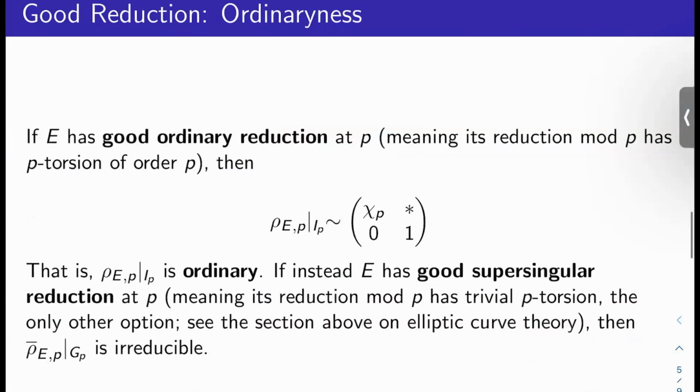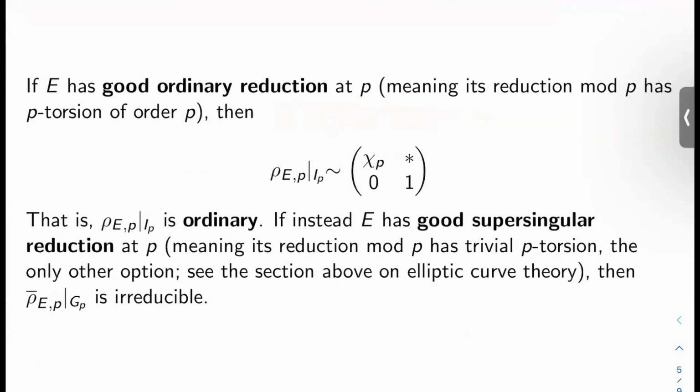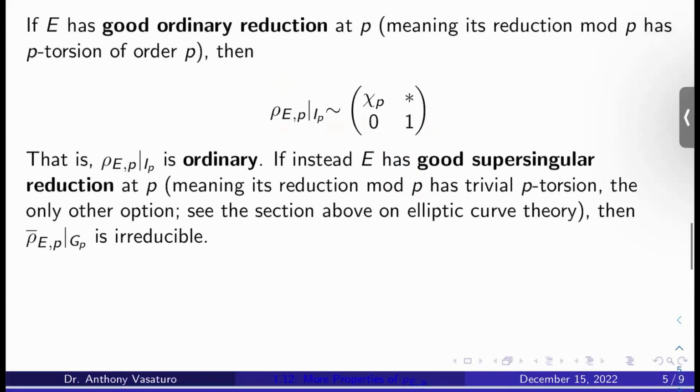Okay, and the last good reduction property I want to look at is ordinariness. So if E has what we call good ordinary reduction at P, which means its reduction mod P has P torsion of order P, then rho E,P restricted to inertia at P takes a very special form. It's got kind of two lines here, a cyclotomic line and a trivial line. So on the diagonal, we have chi sub P, the cyclotomic character, and we have 1, the trivial character, I guess. Okay, another way of saying this, we have terminology for this. This is another way of saying that rho E,P restricted to I_P is ordinary.